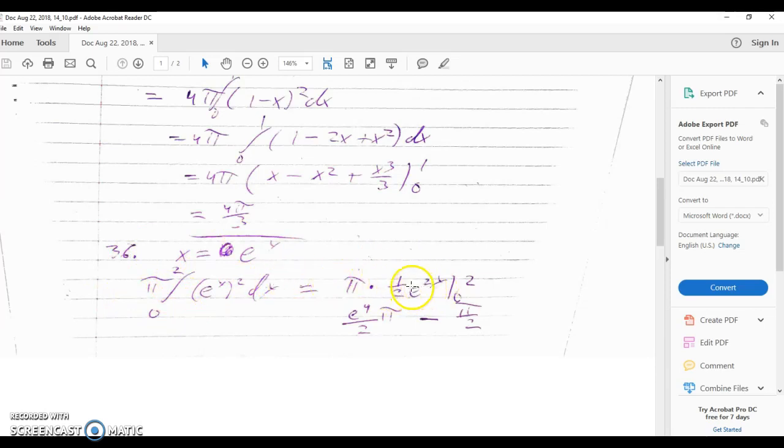Well, the integral of e to the y squared, that's the same thing as e to the 2y, right? And that integral is 1/2 e to the 2y. And we're evaluating that from 0 to 2. Well, when you plug in 2, you get e to the 4th over 2 times pi. And when you plug in 0, you get a 1 out of this because e to the 0 is 1. And then pi over 2. So we have e to the 4th over 2 pi minus pi over 2. So that is number 36.